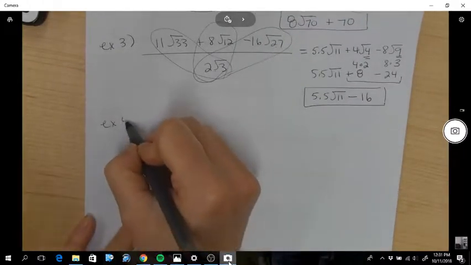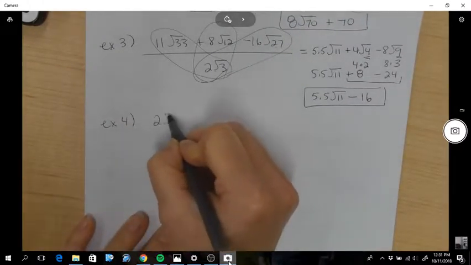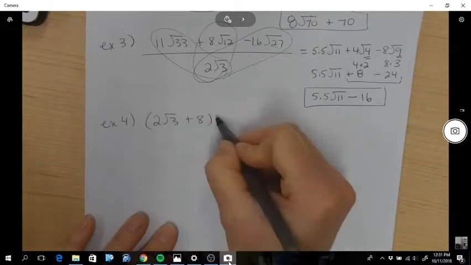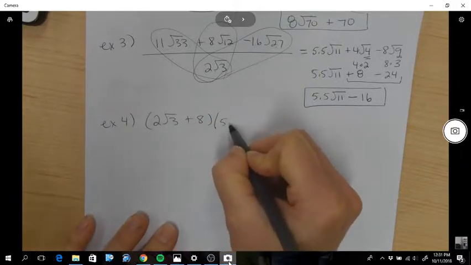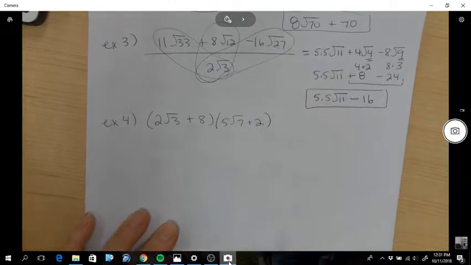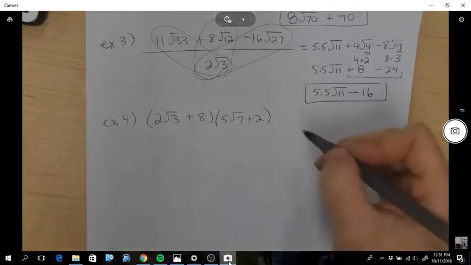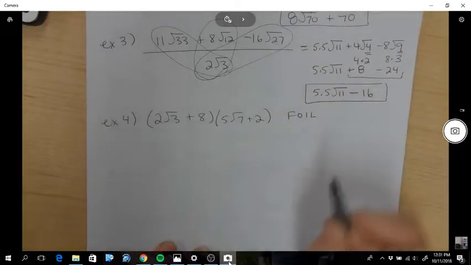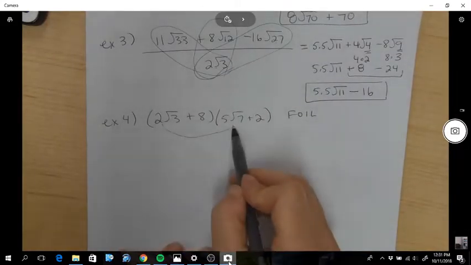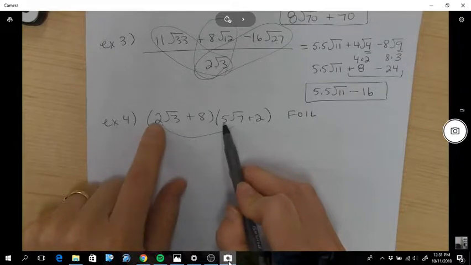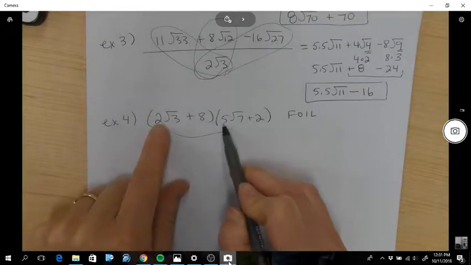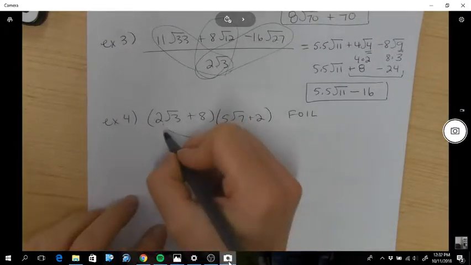Example 4: 2 root 3 plus 8 times 5 root 7 plus 2. Okay, so now we have two binomials. So this means we have to do the whole FOIL system. Okay, so first times first. 10 root 21. See it? 10 root 21.